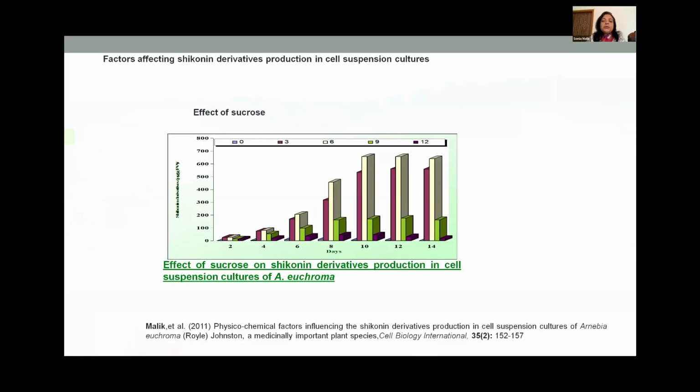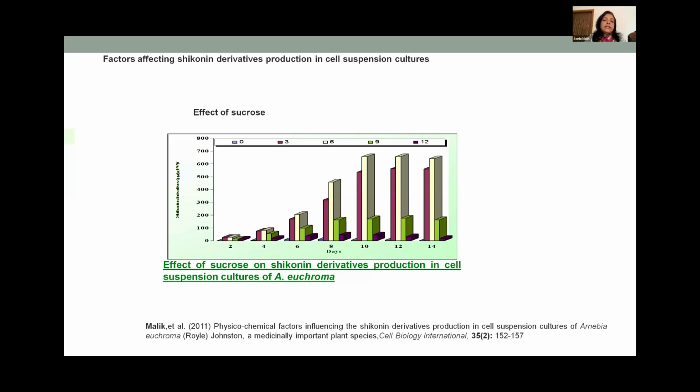After that, our interest was how to improve the yield of these pigments. For this, we studied various physicochemical factors. We studied the effect of sucrose. We used different percentages of sucrose in the media. Generally, the preferred sucrose concentration is 3%, but that is favorable to growth.